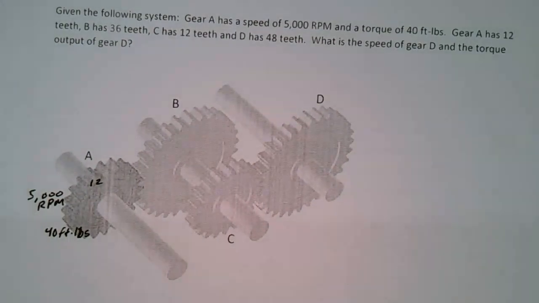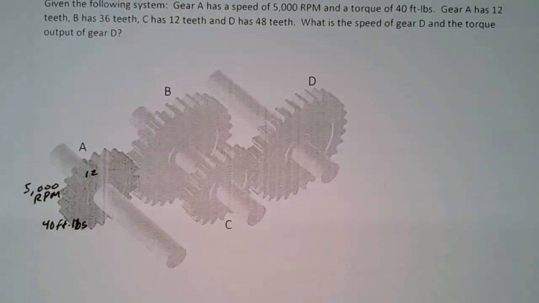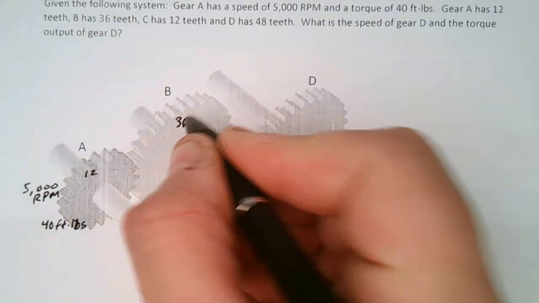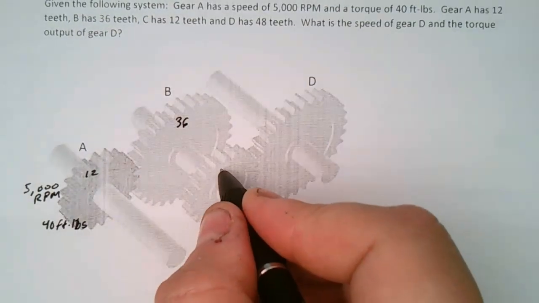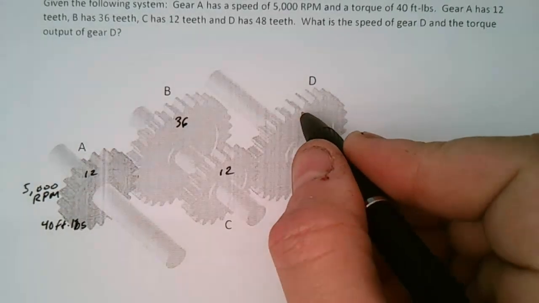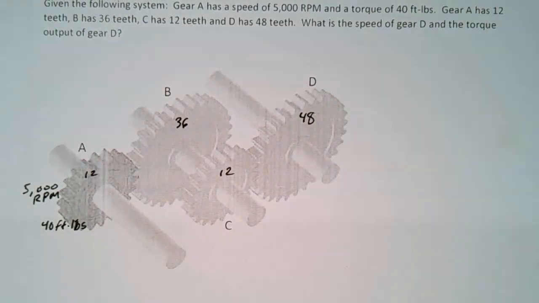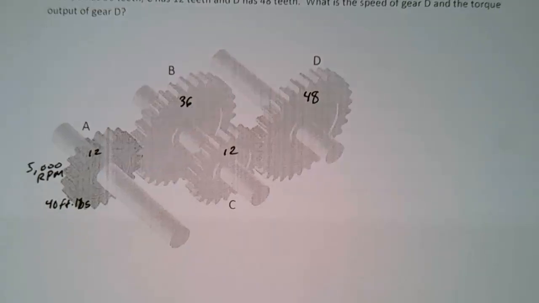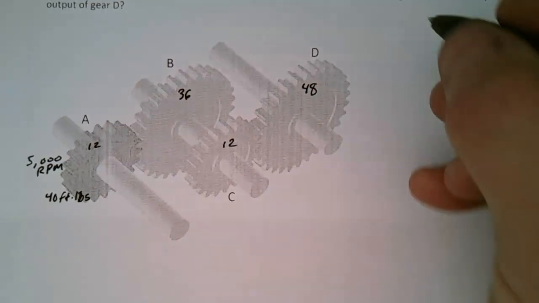Okay? So then they give me the information for gear B, gear C, and gear D. Gear B has 36 teeth. Gear C has 12, and gear D has 48. We expect our speed to go down. We expect our torque to go up, and they want us to calculate both. So let's do speed first.